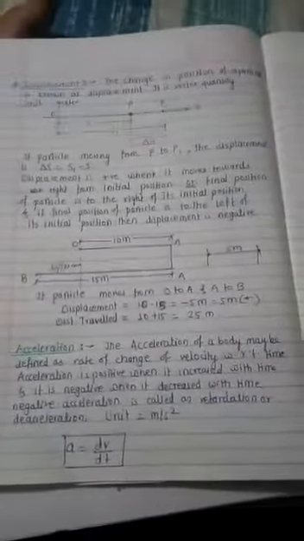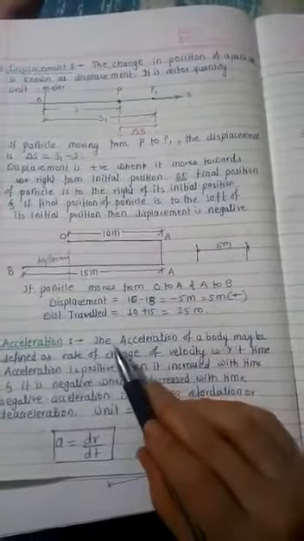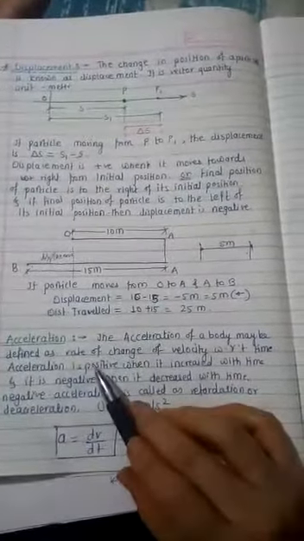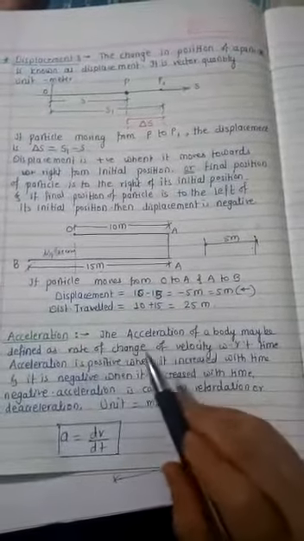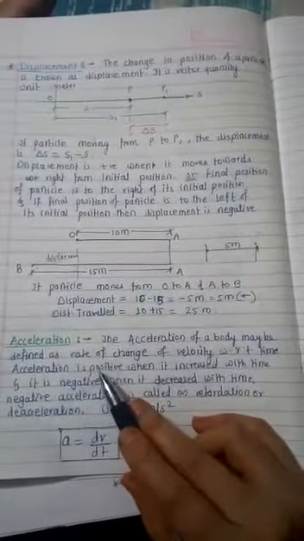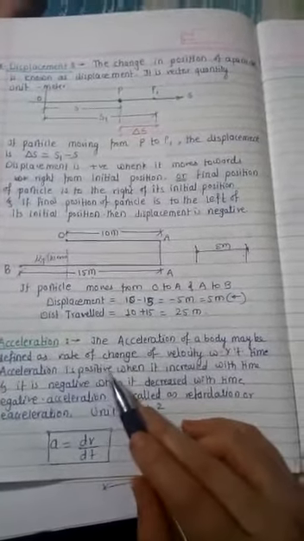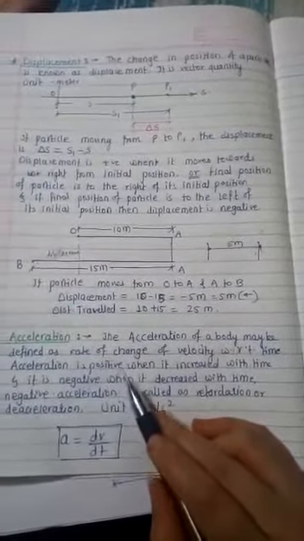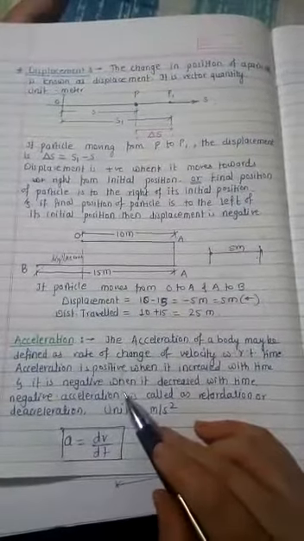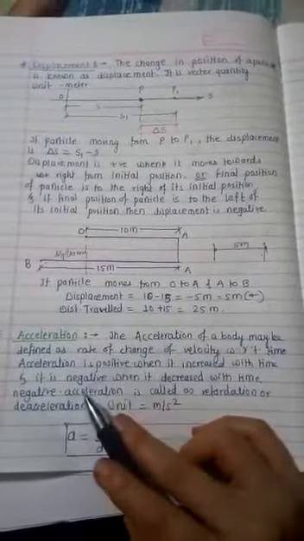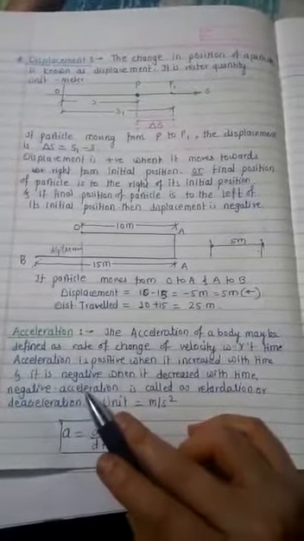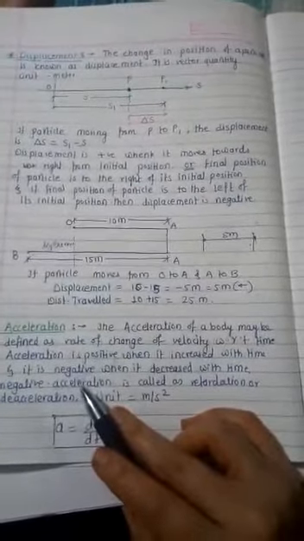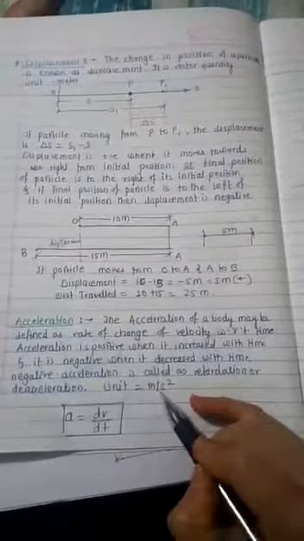Now next is acceleration. What is acceleration? Acceleration of a body may be defined as the rate of change of velocity with respect to time. Acceleration is positive when velocity increases with respect to time, and it is negative when it decreases with respect to time. Negative acceleration is also called retardation or deceleration. The unit is meter per second square.